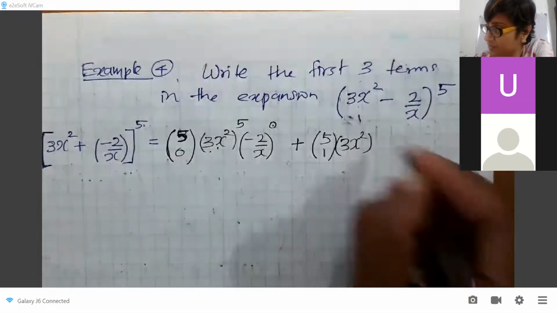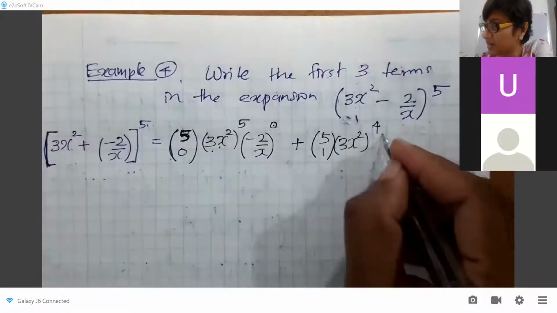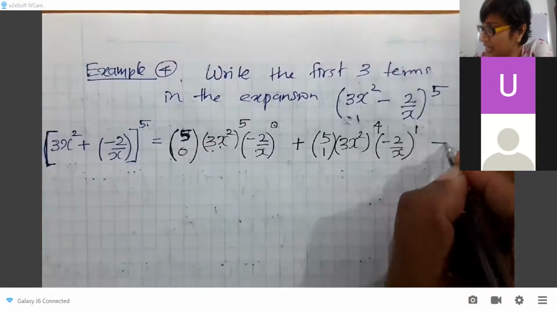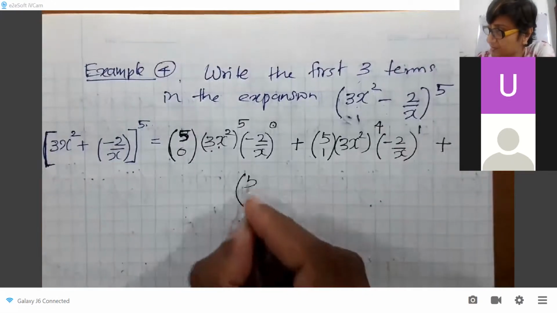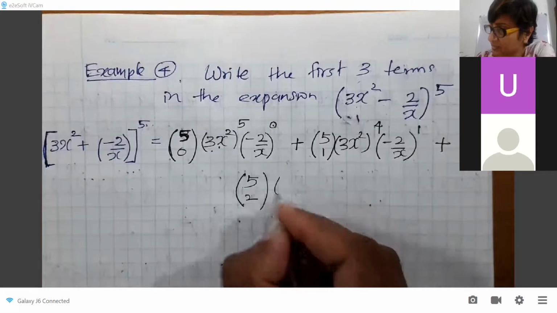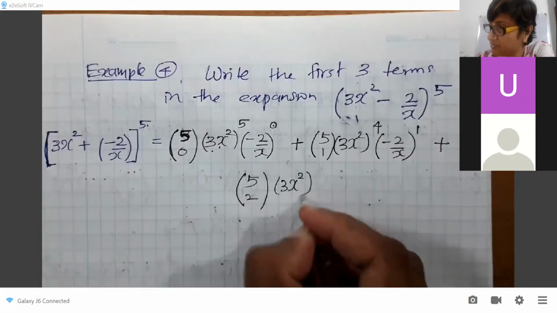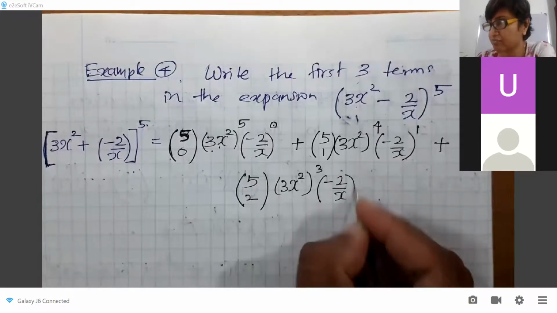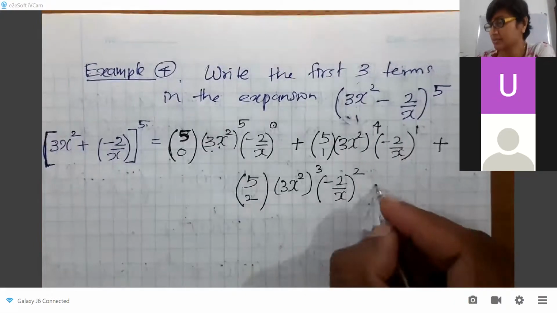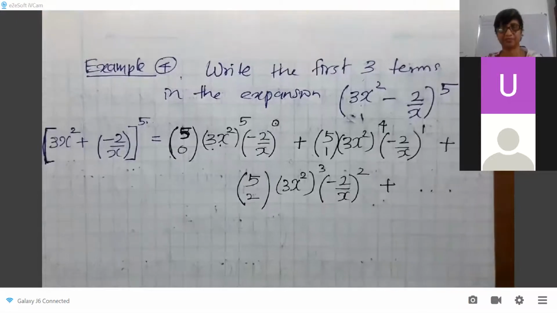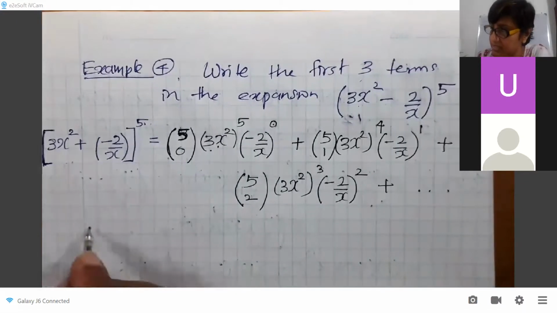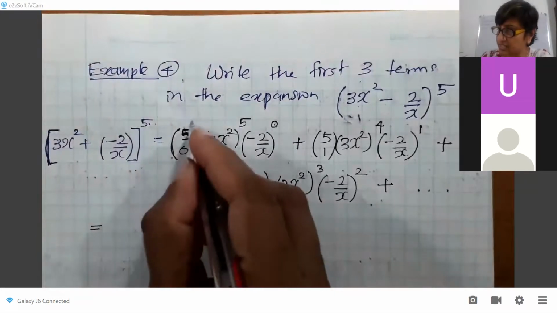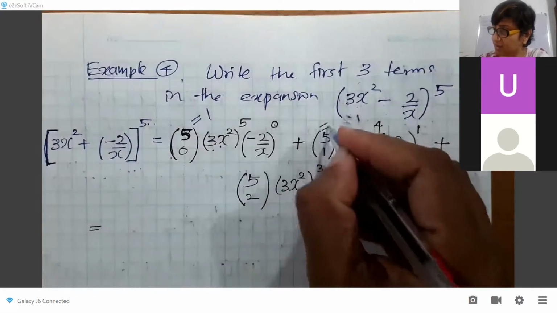3x squared to the power of 4, the power drops by 1, minus 2 over x to the power of 1. Plus 5 choose 2, 3x squared to the power of 3, minus 2 over x to the power of 2. Plus dot, dot, dot. I don't need everything, only the first 3 terms. Equals. I know this is 1, I know this is 5 already.